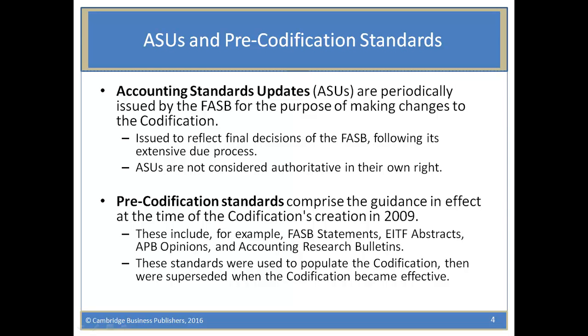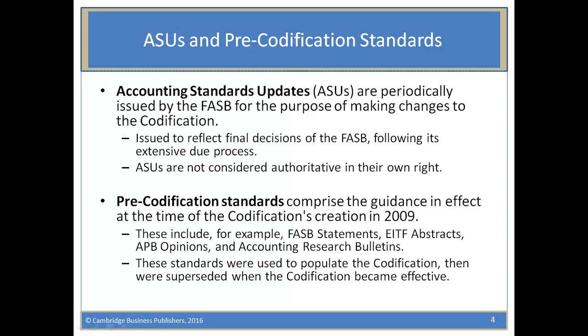Accounting standards updates are periodically issued by the FASB for the purpose of making changes to the codification. These are issued to reflect final decisions of the FASB following its extensive due process. These are not considered authoritative in their own right.